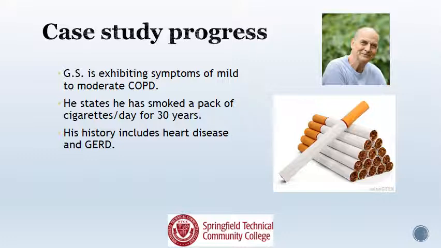So GS has some pulmonary function tests, and he has symptoms of mild to moderate COPD. He says he smoked a pack of cigarettes a day for 30 years, and you're going to want to calculate the patient's pack years, and it's pretty easy. So if he smokes 1 pack a day for 30 years, then it's going to be 30 pack years of smoking. If you have a patient who smoked a half a pack a day for 20 years, their pack years of smoking is going to be 10. And his history includes heart disease and GERD.